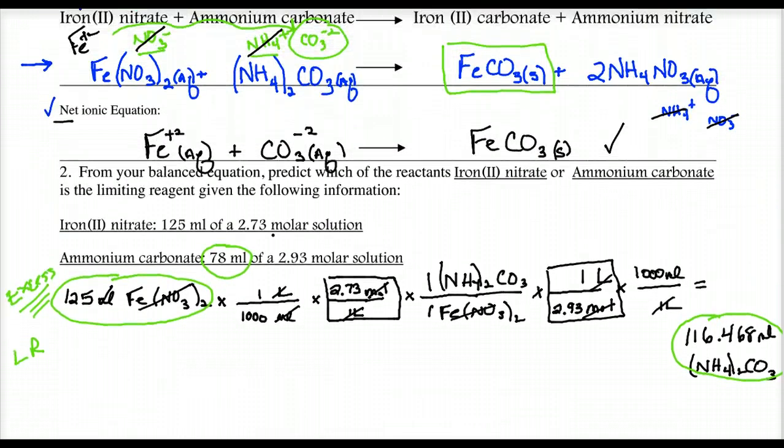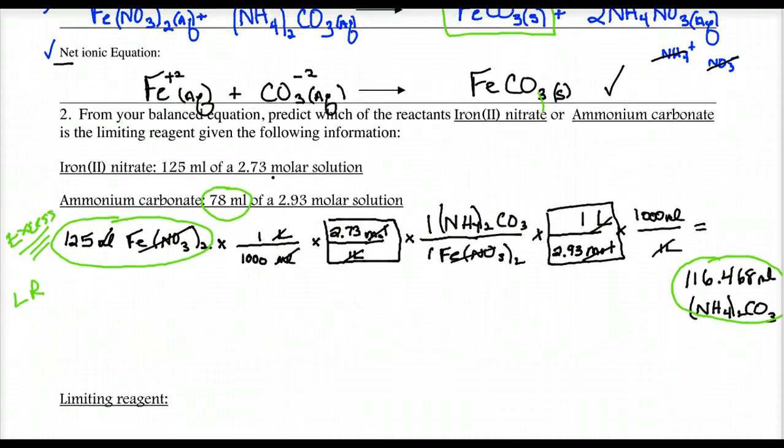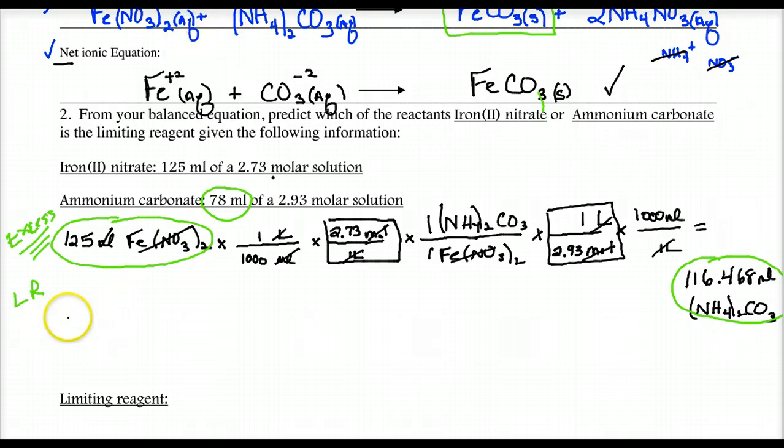So I need to figure out exactly how much iron nitrate is going to be needed to make all of the ammonium carbonate disappear. So that's our second Stoich problem. The green's pretty annoying, so I'm going to go back to black. And here we're starting with 78 milliliters of ammonium carbonate.